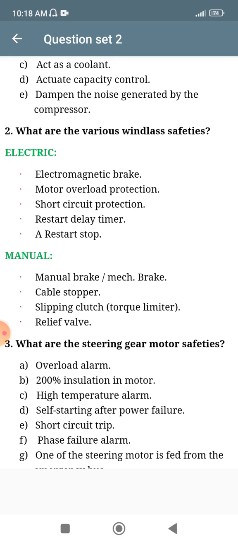Manual safety devices are the manual brake or mechanical brake, cable stopper, slipping clutch or torque limiter, and relief valve.